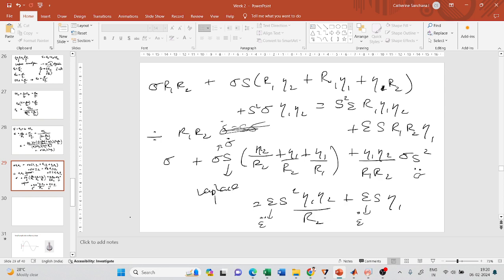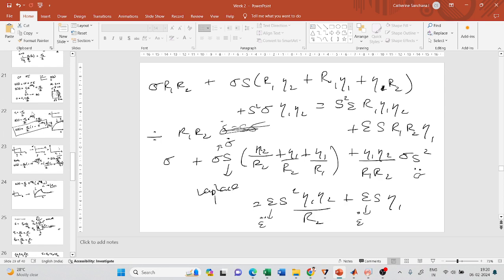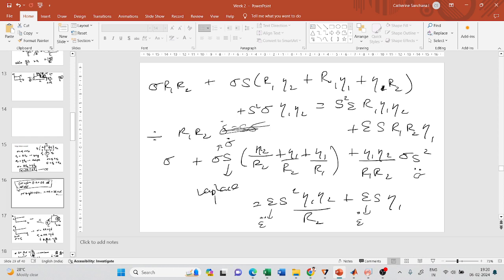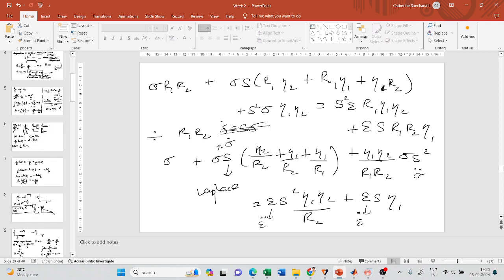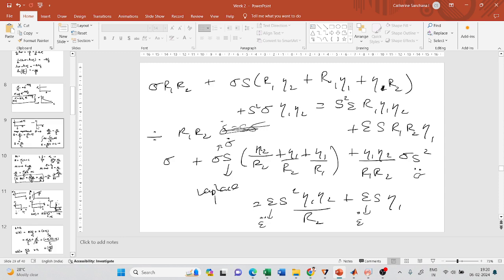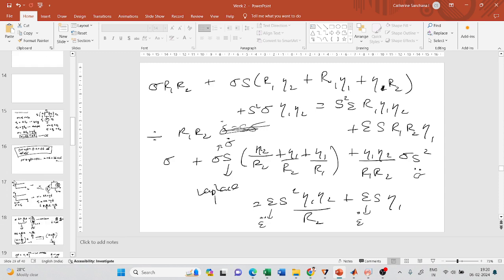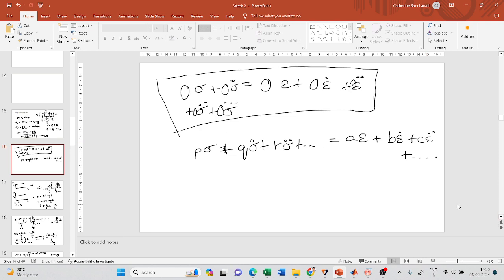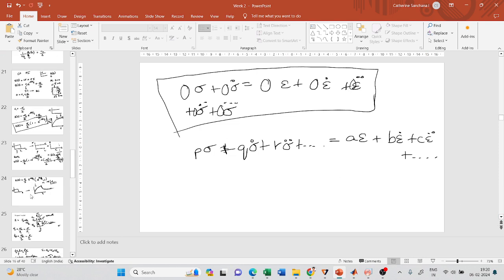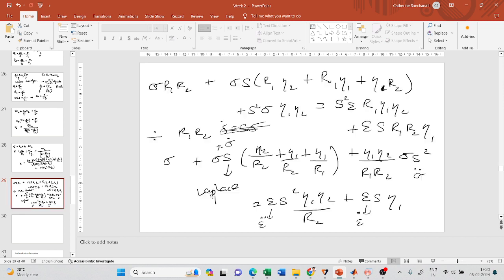And what did I tell you? The form of the linear viscoelastic model will be like this. We saw, right? P into sigma plus q into sigma double dot. Same thing goes here. Here also you have a term with sigma, sigma dot, sigma double dot. Here you do not have the epsilon term, but you have epsilon dot and epsilon double dot. The coefficient of the epsilon term here is 0. That is how you will get the equation for the Burgers model.